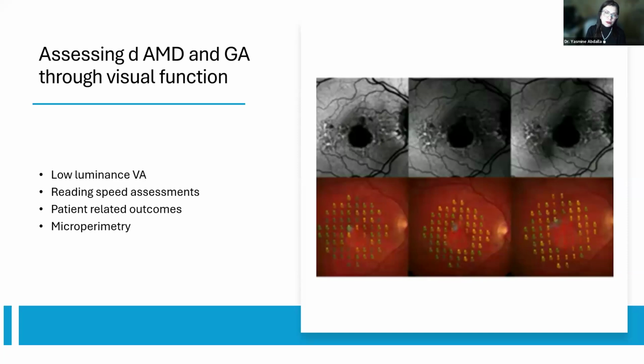That's because you assess vision in a more or less artificial environment. That's not the environment the patient deals with every day. So things that might be helpful are low luminance visual acuity, reading speed assessment, patient-related outcomes by creating questionnaires, and microperimetry. We'll go through some of these.